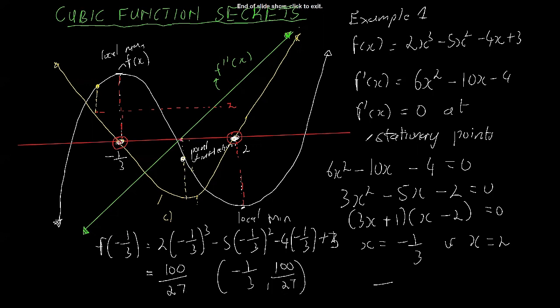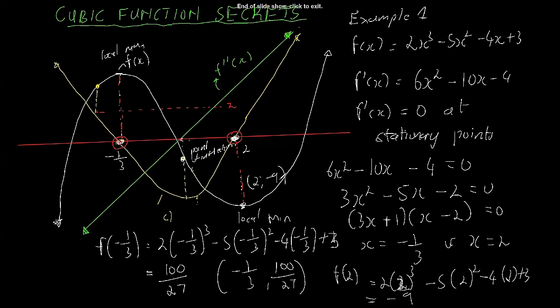Okay, and now what do we do in order to find the other coordinate, which obviously would have to be our local minimum? Again, we substitute into the original formula, 2 to the exponent of 3, minus 5 times 2 to the exponent of 2, minus 4 times 2, and then plus 3, right? Which is now giving us negative 9. So our next coordinates, the local minimum, is now 2, negative 9, right?